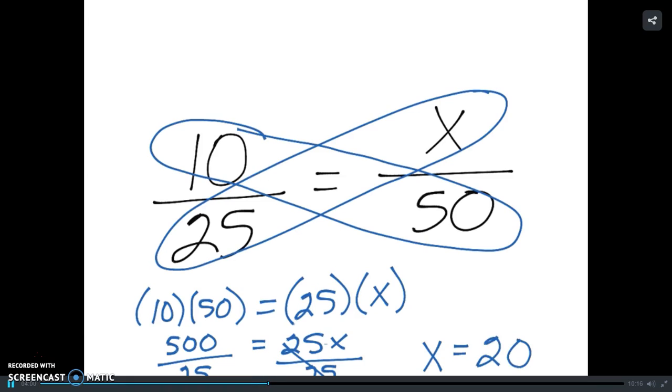Great, that's great. However, sometimes, now that we're in high school and we're trying more challenging things, we are going to have algebraic expressions instead of just one variable. And those algebraic expressions could be in any of or all of the four locations here for the extremes and means. So let's take a look at one of those.